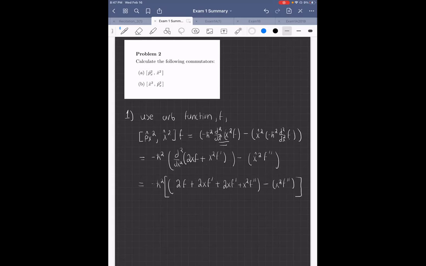So from here, we can cross out some terms. We can cross out this, we can cross out this. And then this will just add together to make 4x f single prime. And what you're going to get is just negative h bar squared, and it's going to be 4x f prime plus 2f.